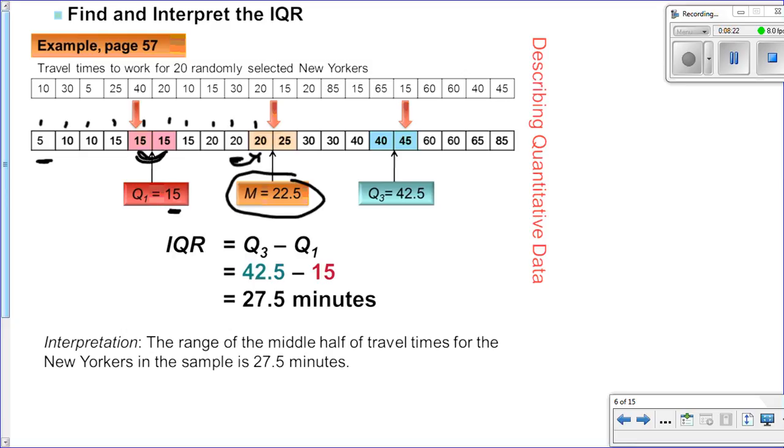Same thing here. I have 1, 2, 3, 4, 5 on each side. So the average of 40 and 45 would be my Q3. Once I found Q3 and Q1, I subtract them. 42.5 minus 15 gives me my interquartile range. If you're ever asked to interpret your interquartile range, you would say it's the range of the middle half of whatever your problem's about. So this is about travel time. The range of the middle half of travel times for the New Yorkers in the sample is 27.5 minutes.